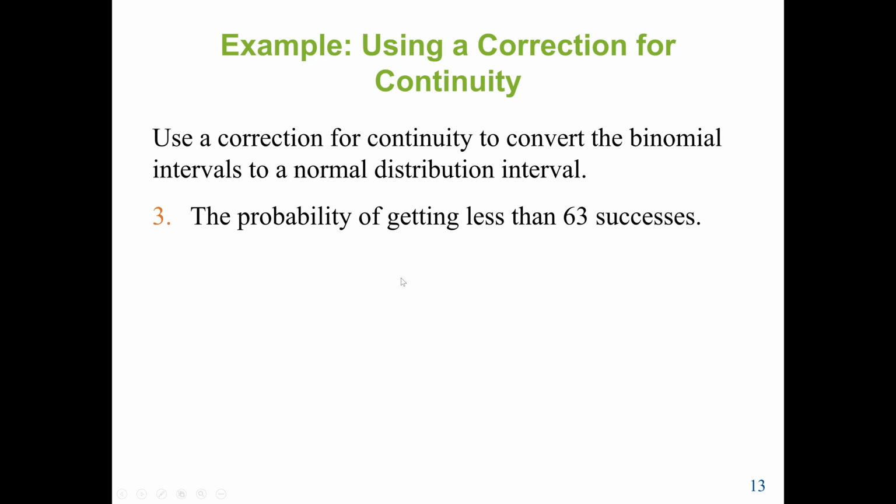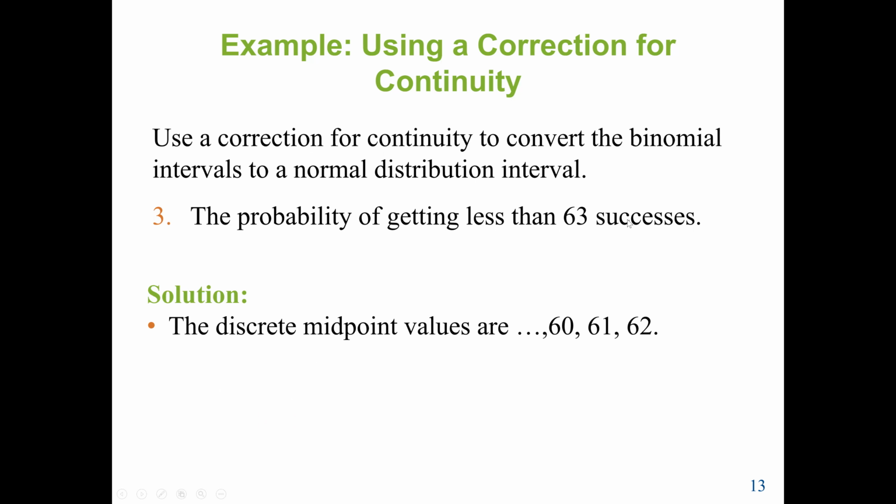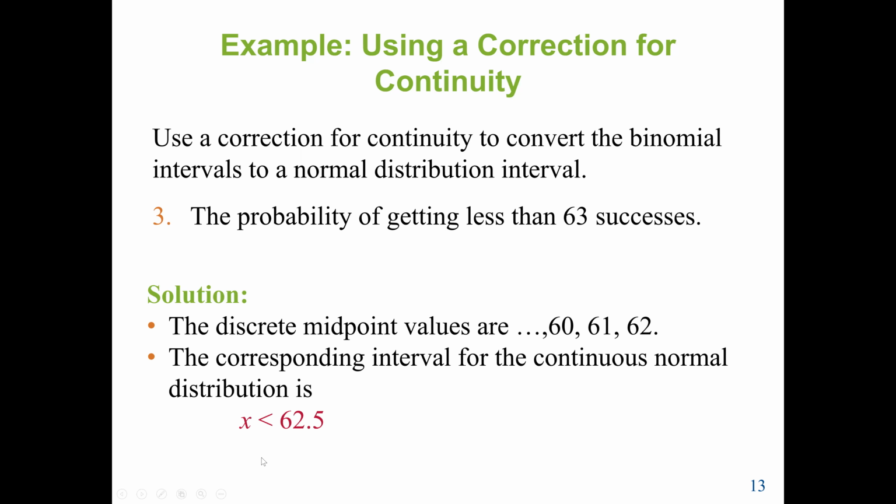Next, they say the probability of getting less than 63 successes. This time we go to the left. That means it will be 60, 61, 62, or you can even start from 1, but it won't go up to 63. It should be less than 63, so we go up to 62. Since it's to the left, we say X should be less than 62.5. If we are at 62, which is the end, we add 0.5 to the right. But to the left, we don't know where we are starting. It can be from 1, it can be from 58. So it will be X less than 62.5.